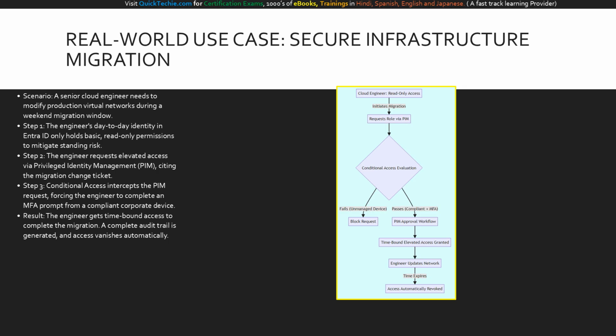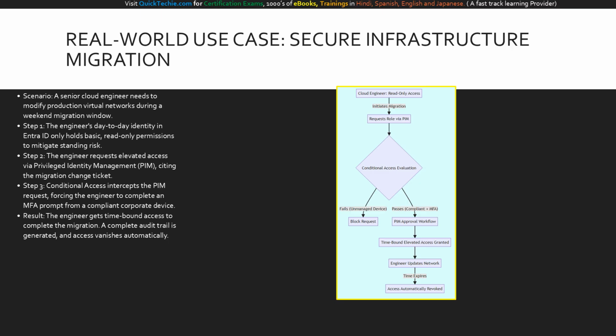The result: the engineer receives the elevated permissions for a strict 4-hour window. They complete the migration successfully. Entra generates an immutable audit log of the entire event, and when the timer runs out, the privileges evaporate automatically. Productivity is maintained, but security is absolute. That is the power of Microsoft Entra.